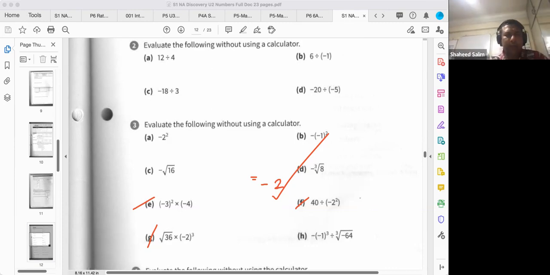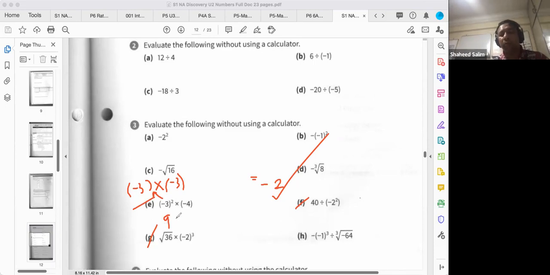Okay, let's see. I'm going to run through. This one now, the minus is on the inside. So what does it mean? When you have a square, it means you times itself. So this means down here, I put an arrow here, minus 3 times minus 3. Look at the chart. So what is 3 times 3? 9. Then minus times minus is plus.